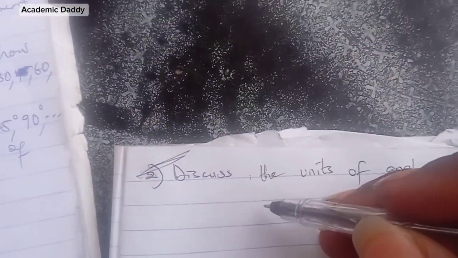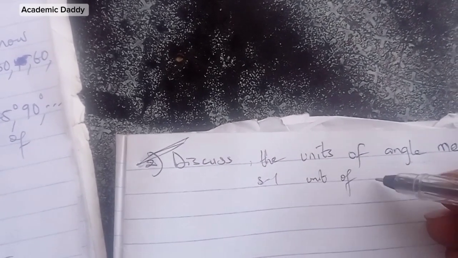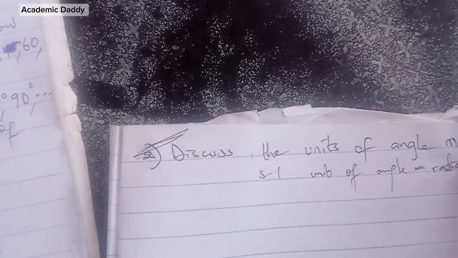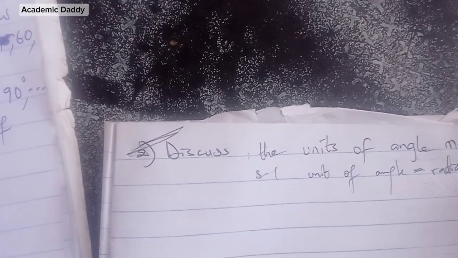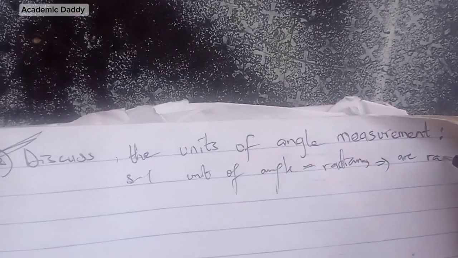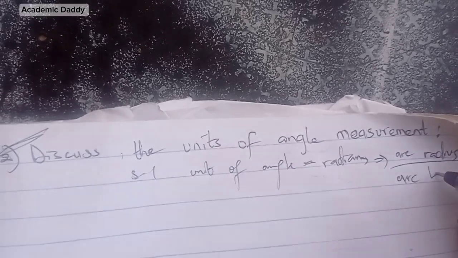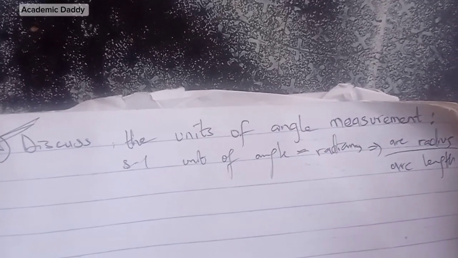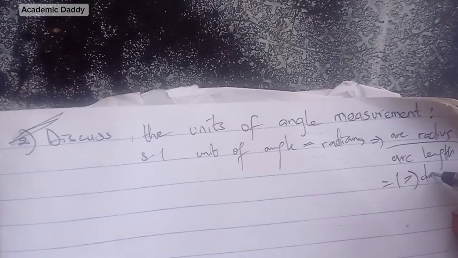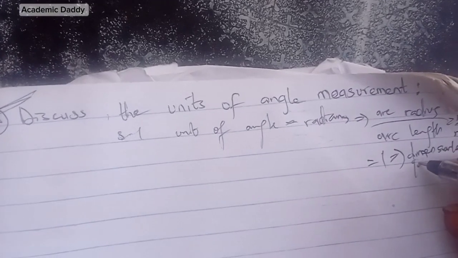Alright. The SI unit of angle measurement, or the SI unit of angle, is radians, or you say pi radians, and this is given by arc length over radius. So it is meter over meter, which equals 1. So we say it's a dimensionless quantity.